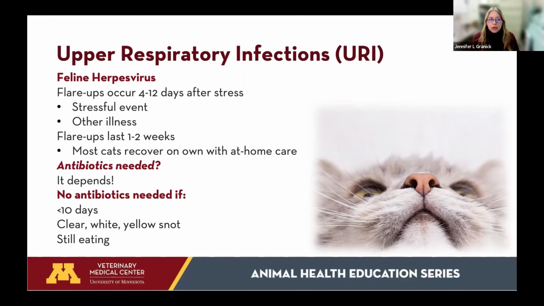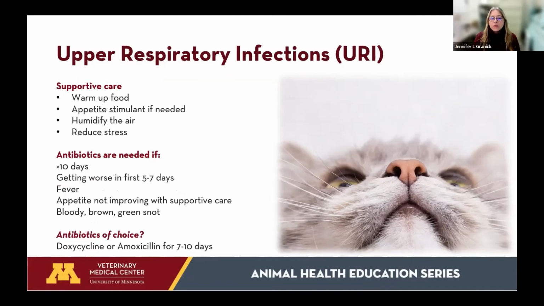Well, only if this has been going on for more than 10 days. If it's been less than 10 days, if the discharge from the nose is clear or white or even kind of opaque yellow, but they're still eating a little bit, then we usually don't need to intervene with anything besides supportive care. So what is supportive care? Well, things like warming up the food. Cats really like to smell what they're eating, so warming up food can be helpful.